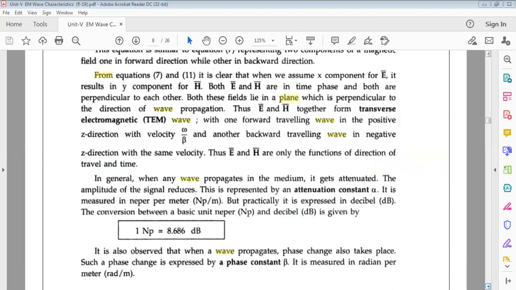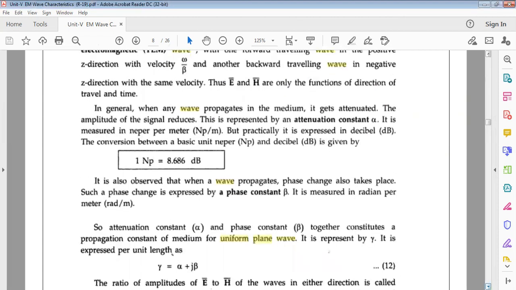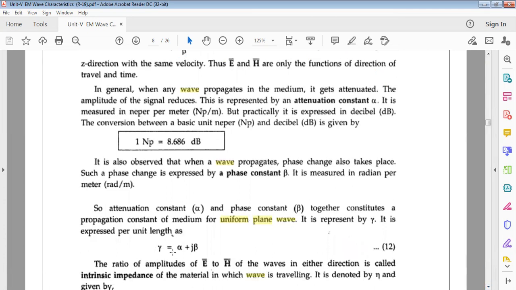Beta is the phase constant, in radians per meter. We are considering transmission lines, my dear students. Now, the propagation constant in the electromagnetic wave characteristics is gamma, and gamma is equal to alpha plus j beta.